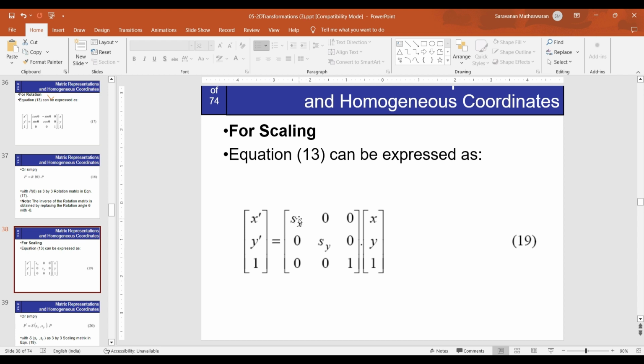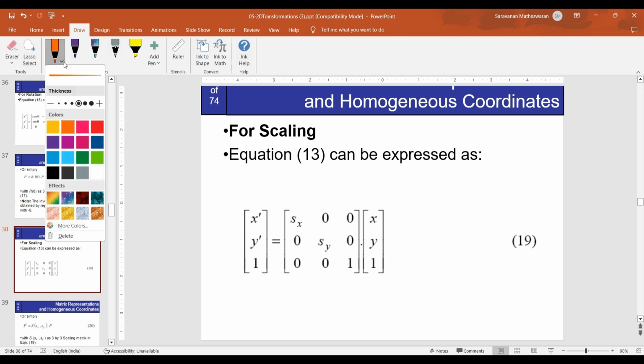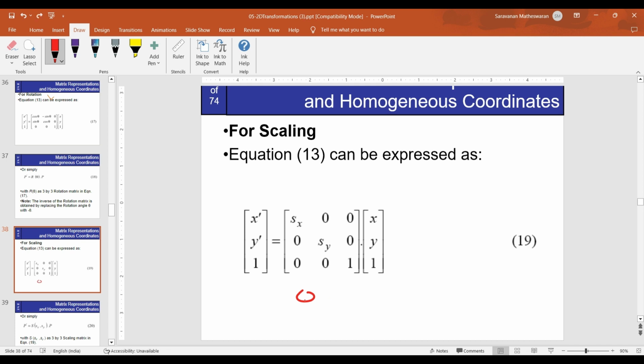Now the scaling factor, s of x and s of y, occupies the diagonal values. Previously we saw the values; you can see the three equations very quickly. That is the important one. When I write the equation, the first one is the same formula. For the translation, we have 1, 1, 0, here 0, here t of x, here t of y in the second column. All remaining positions have 0.